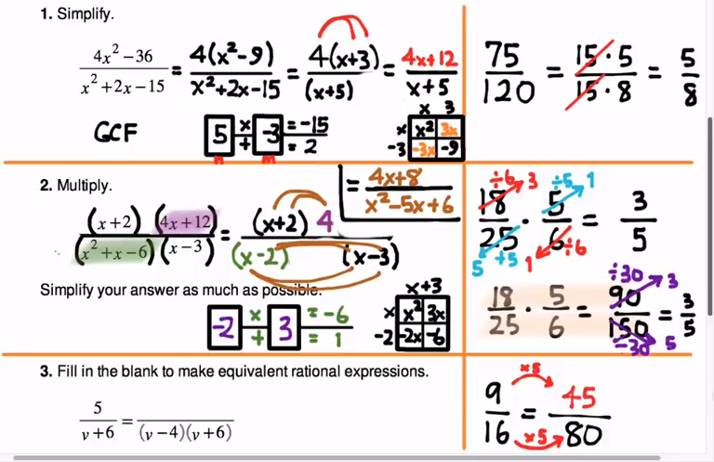Yep, exact same process applied to rational expressions. If I look at the denominator on the left and the denominator on the right, what am I multiplying by to get from the one on the left to the one on the right? In this case, it might not be a number. v minus 4, so is it going to be 5 parentheses v minus 4? Yep. That's it?